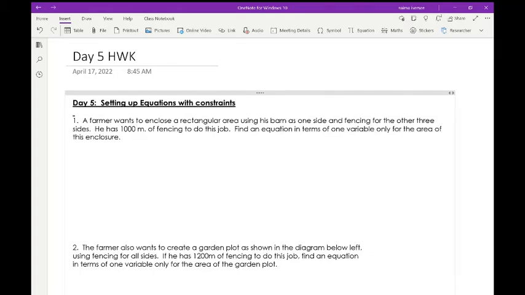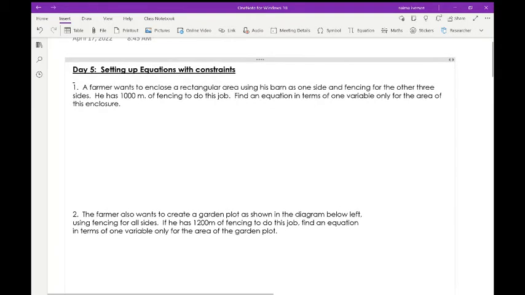Okay, so I thought it would be a good idea for me to go through some of these homework questions since I'm not really there, just to make sure that you guys are on the right track for this week.